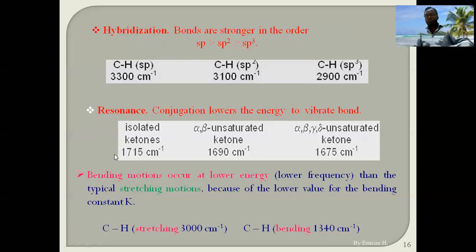Here, for the simple ketone, it is 1715. When we come to the alpha, beta conjugated double bond, it is 1690. When you come to this one, 1675. So there is a decrement of the frequency. In terms of resonance, the conjugations are lowering the energy to vibrate the bonds.